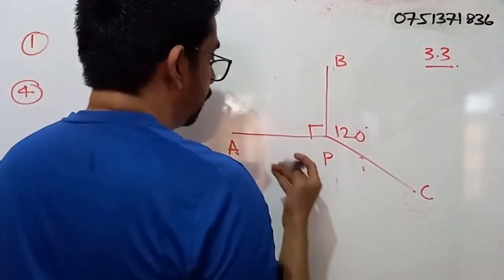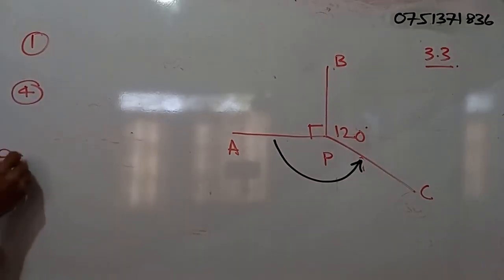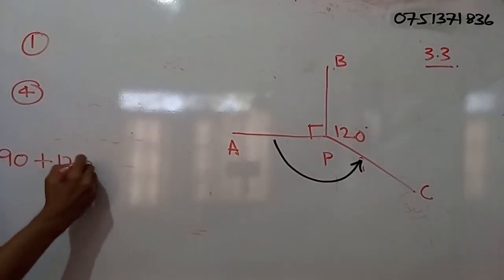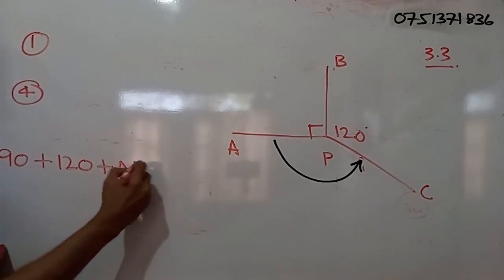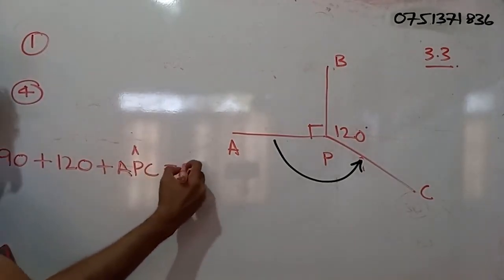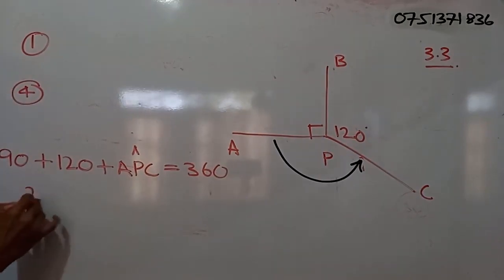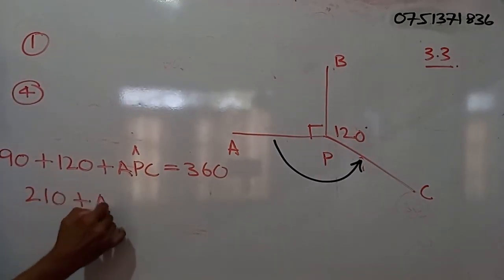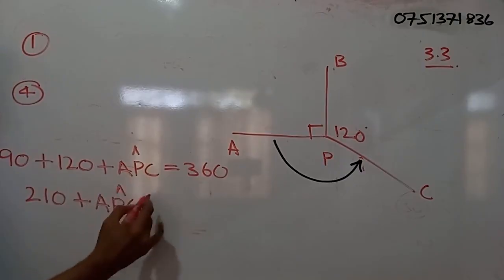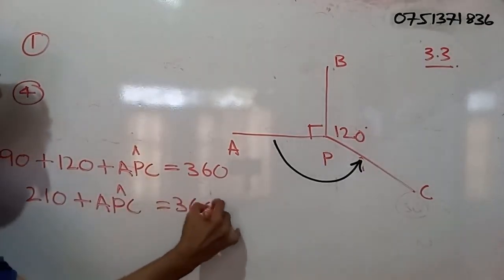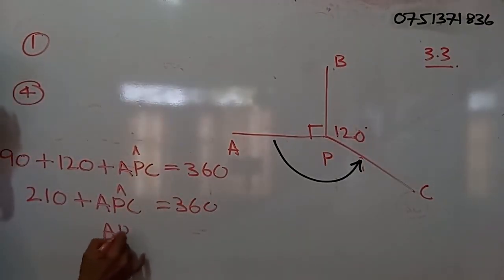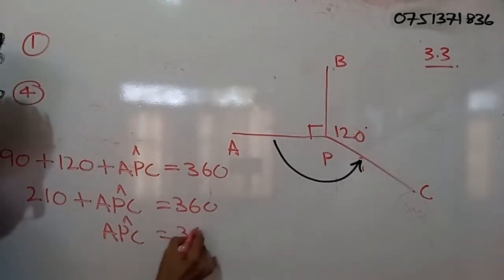So I will start from here. 90 plus 120 plus APC. So that is equal to what? 360. So 90 plus 120, we know that is 210 plus APC, that is equal to 360. So APC angle equals what?